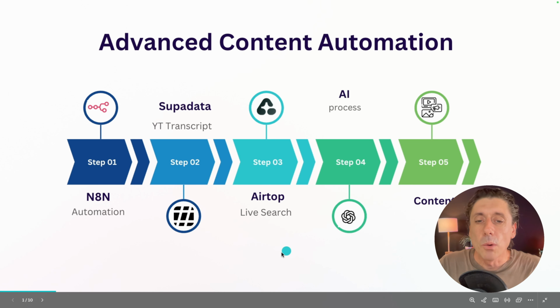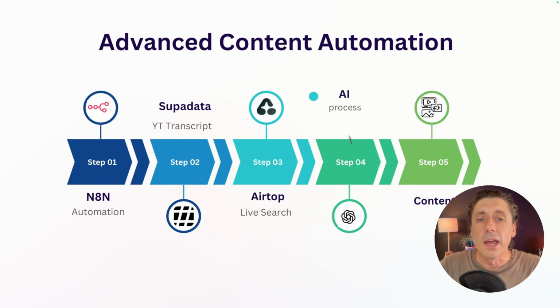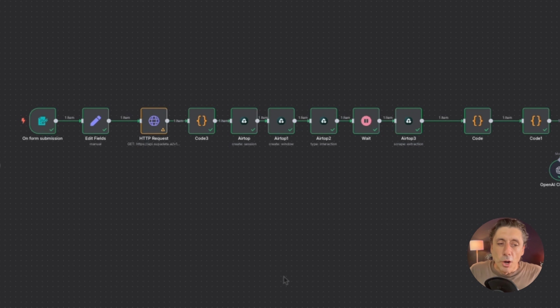So moving right along, what we've got to do after we get this source data from Airtop searching and SuperData, we pass it through to an AI, which does a series of steps, and I'll take you through the whole thing, and then out comes our piece of content. So let me show you it in action live so you actually see what it does, and then we're going to build it together. Okay, I'm over at N8N.